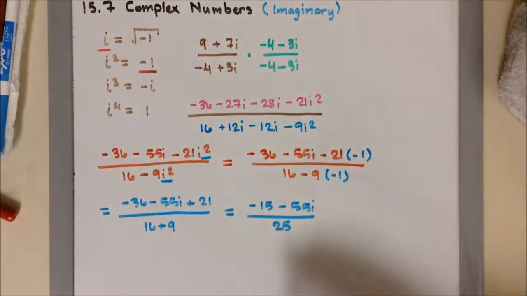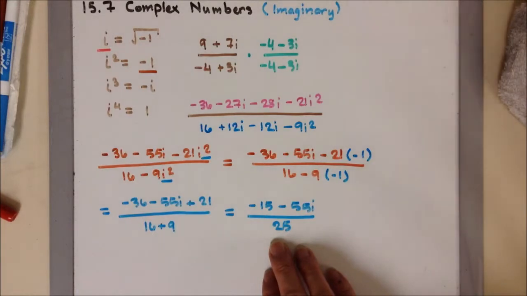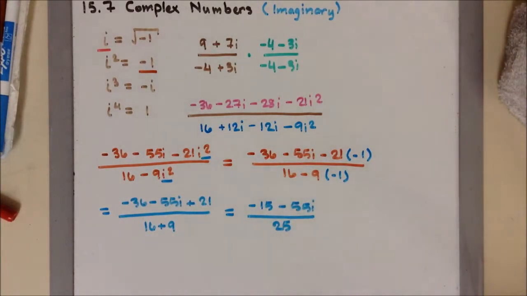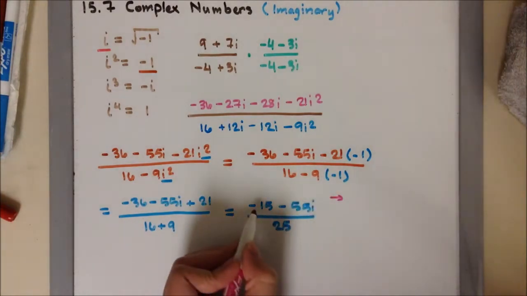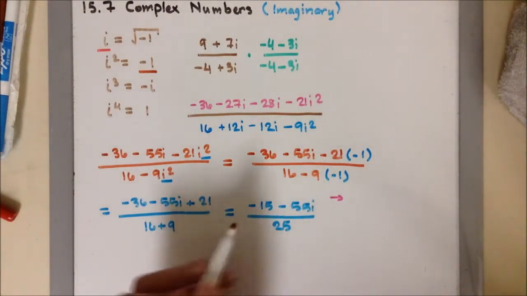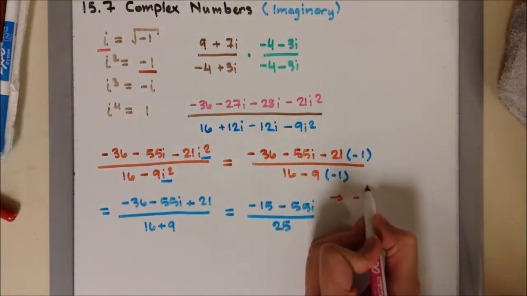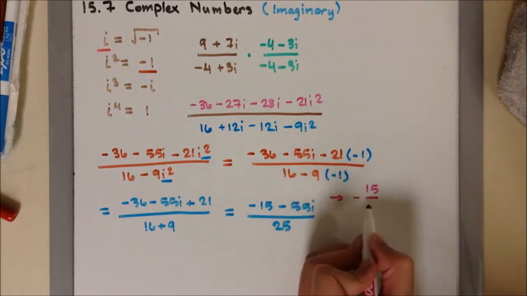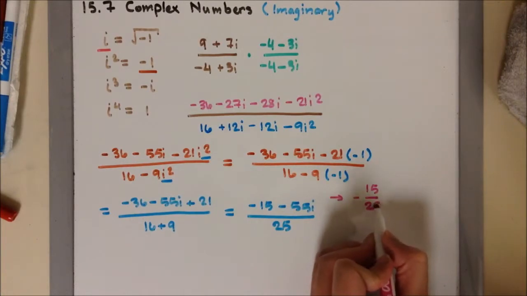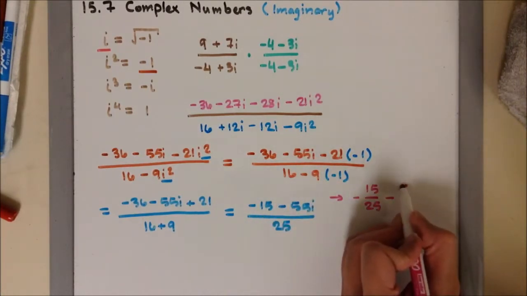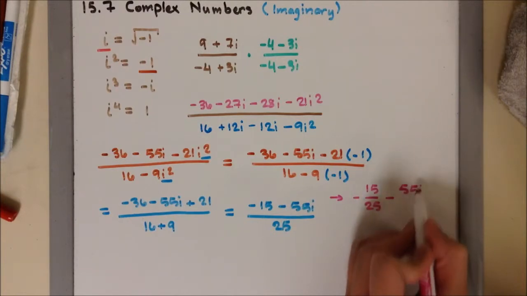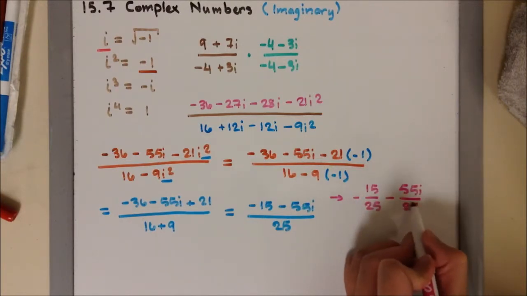Now, since I have a singular number in the denominator, I can split it into two fractions because we need to write it in standard form. So, my first fraction is negative 15 over 25. And I'll just put the negative in front of the fraction, which is fine. Since it's minus 55i, I'm going to put minus and then 55i in the numerator over 25.